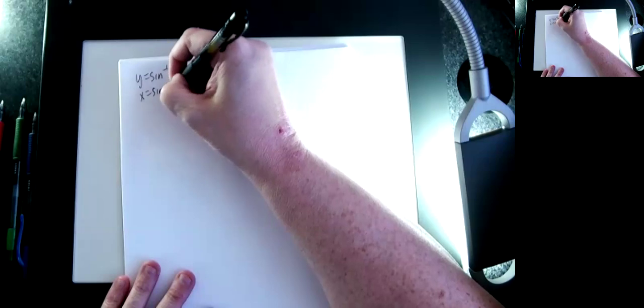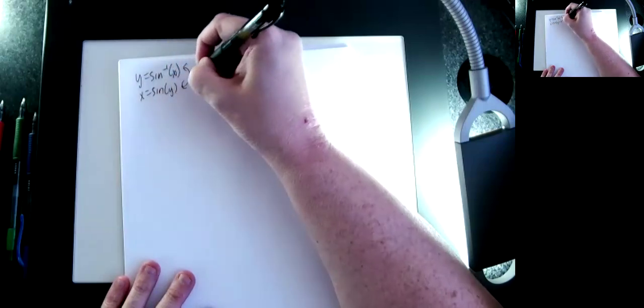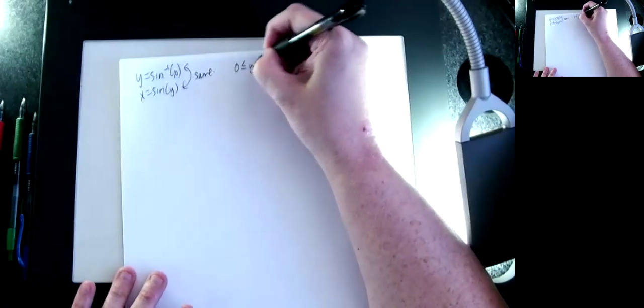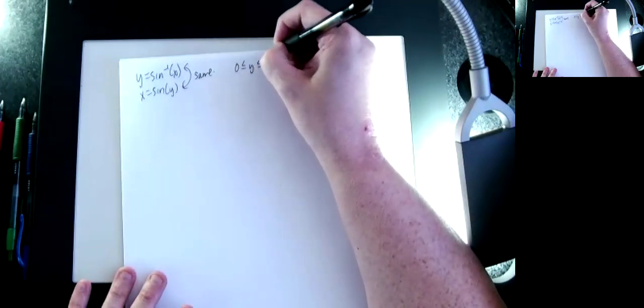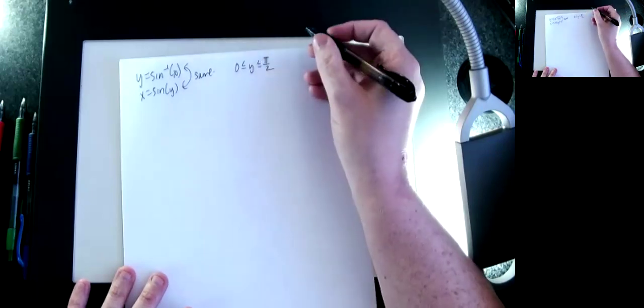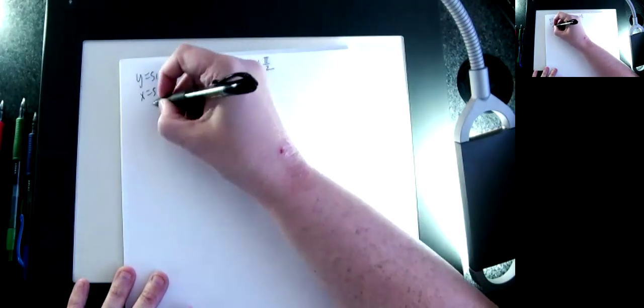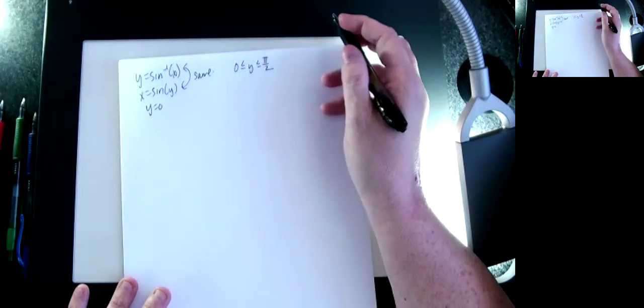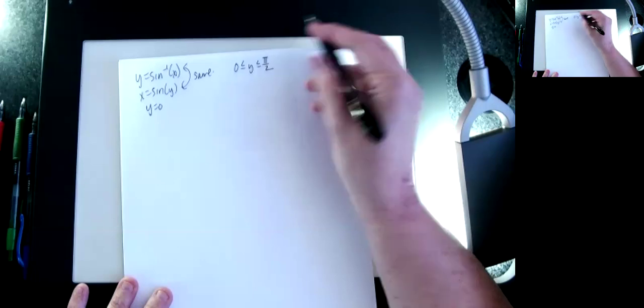So on this one, we'll do y equals sine inverse x, or x equals sine y, same thing. We will do this from 0 less than or equal to y less than pi over 2. We will also use y equals 0 as a boundary. And we're going to rotate around y.